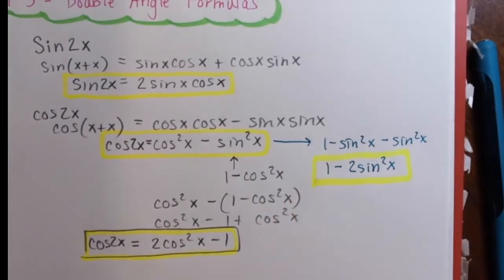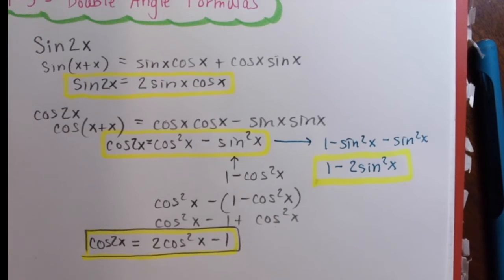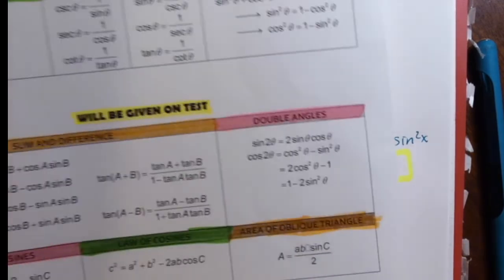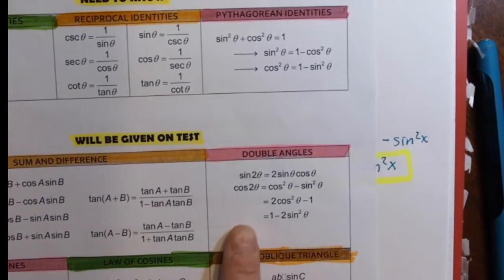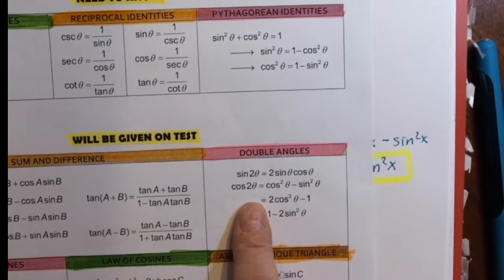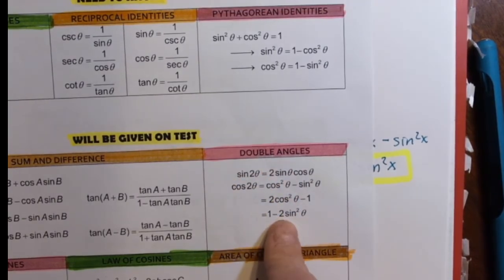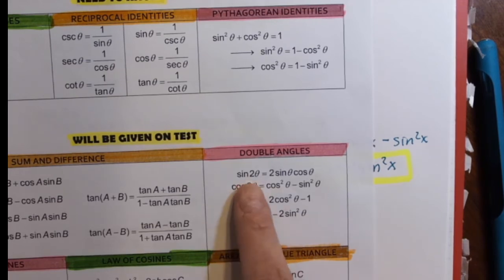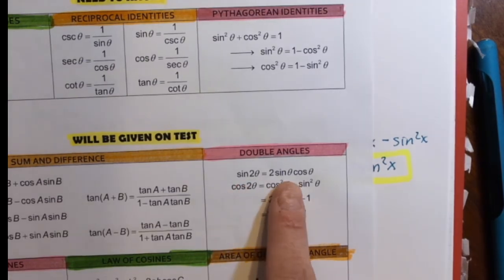So again, will we make you derive those in this class? No, but you will need to know those for calculus because you're not given these formulas. You do need to know where they come from. So again, when you're working with double angles, just have these in front of you. This is what you're working with. Cosine has 3 different variations. Okay. And the sine 2 theta just has 1.